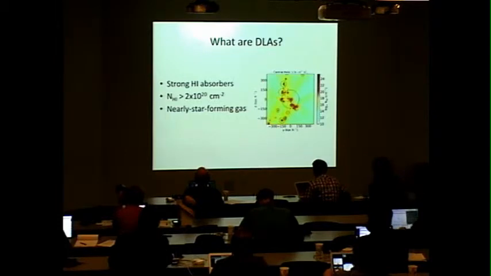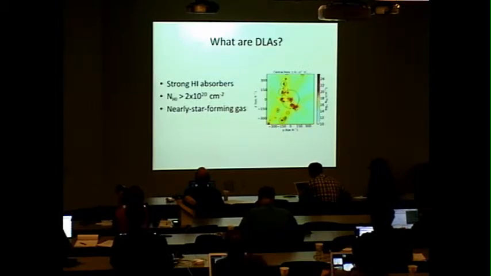These are very strong neutral hydrogen absorbers. They have a column density around 2 × 10^20 atoms per centimeter squared. That's their definition. Their spatial density, in atoms per centimeter cubed, is about 1/10 of the star-formation criterion. So these are nearly star-forming gas. They're dense and they're neutral, and they inhabit moderately sized galaxies. And here's a picture of one just there.